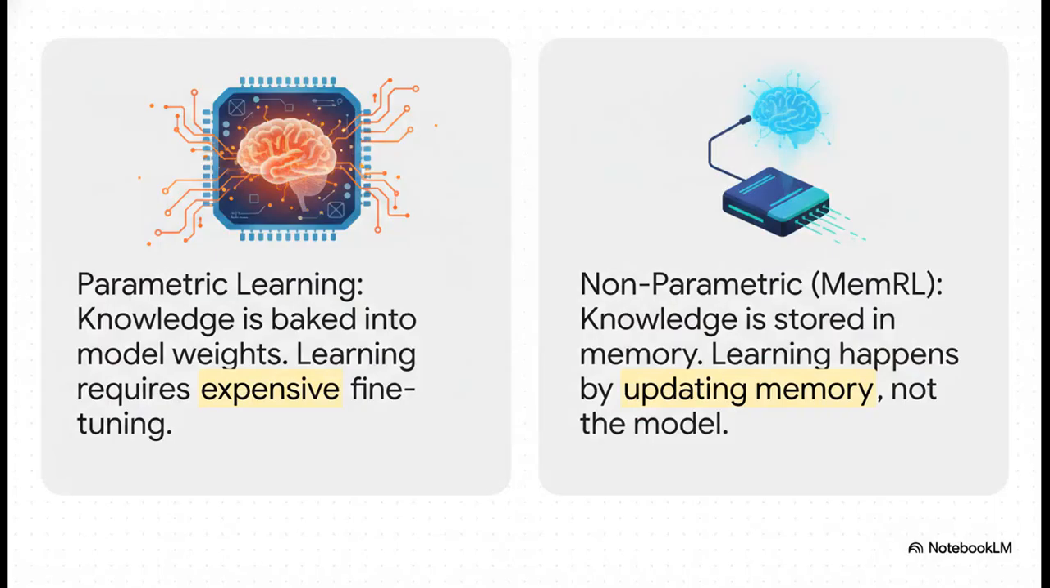And this slide just lays it all out. On the left, you've got the old way, parametric learning, where knowledge is physically part of the model, super expensive to change. On the right, you have MemRL's non-parametric world. Here, knowledge is just data stored externally. So learning isn't a massive retraining job anymore. No, learning is as simple and as cheap as updating a row in a database. It's a total paradigm shift.